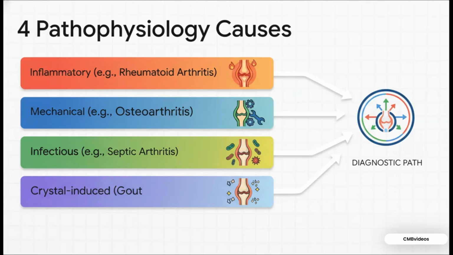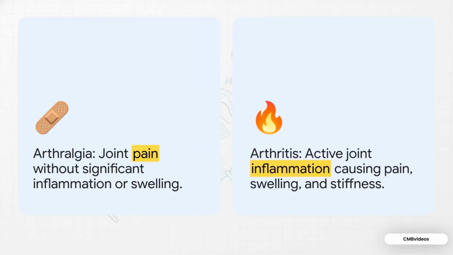Identifying the right bucket from day one is absolutely critical, because each one dictates an entirely different diagnostic path and treatment plan. Now this brings us to a huge clinical distinction that honestly confuses a lot of people, the difference between arthralgia and arthritis. You can absolutely have pain without significant inflammation.